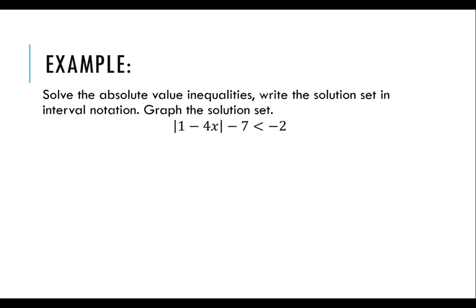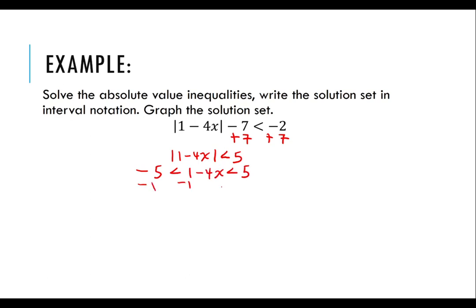Same process. Step 1, isolate the absolute value. So add 7, we get that the absolute value of 1 minus 4x is less than 5. Then notice that this is the absolute value of stuff less than a number. So this is the AND statement. So this is from negative 5 less than 1 minus 4x less than 5.